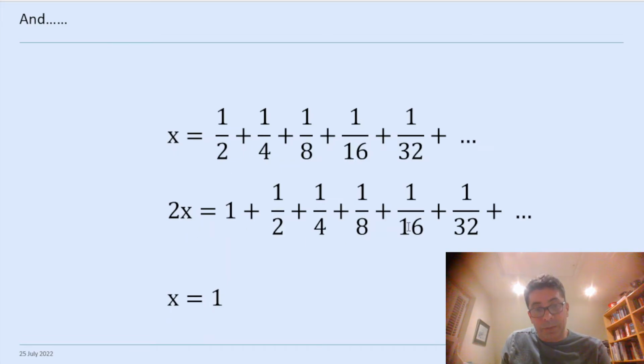2x equals this lot. And now what we're going to do is take x away from 2x. So if we take the top thing away from the bottom thing, we get 1, but then the halves cancel, the quarters cancel, the eighths cancel, it all cancels. So all we get is 2x minus x is x, and then on the right hand side, all we're left with is 1, so x equals 1. That is the proof, and that is a decent proof.